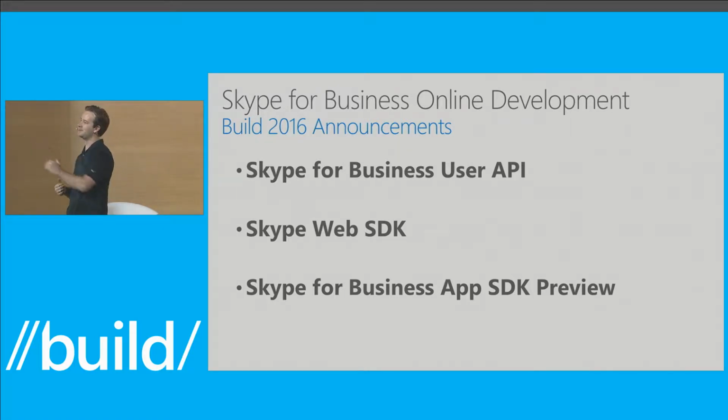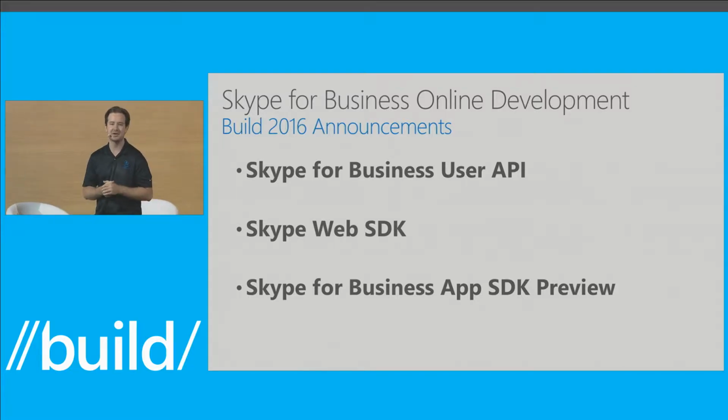In this session, we're going to show some great demos of our SDKs that are built on top of that RESTful user API as a core base. Starting off, we're going to look at the Web SDK, which is our JavaScript client library that allows you to embed conversations directly within your web applications. We'll finish off with a look at the newly announced Skype for Business App SDK preview, which will allow you to embed conversations in business to consumer scenarios directly within your iOS and Android apps. So let's jump right in.